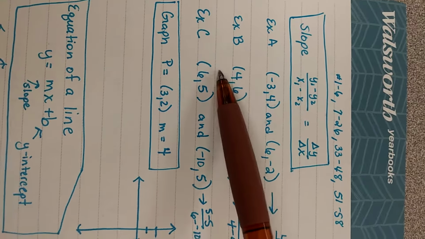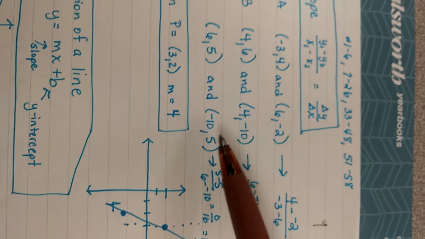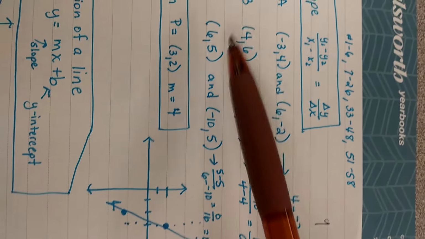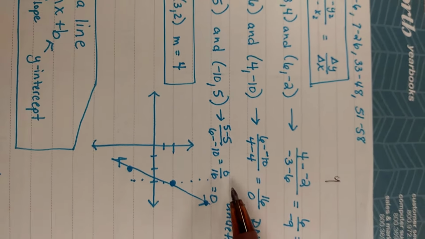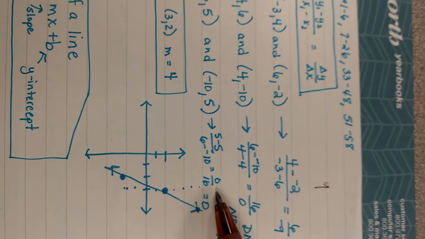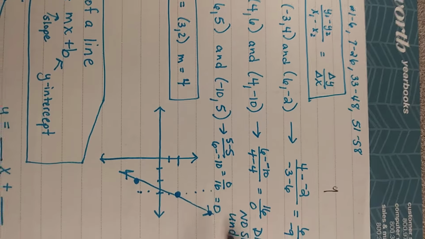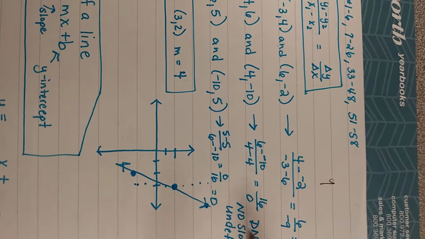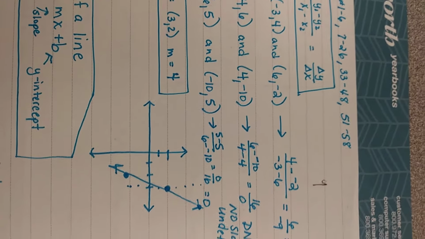There's the other special case. This time the y's are the same. So I would do 5 minus 5 for the y part over 6 minus negative 10 for the x part. And that gives me 0 over 16. Now that is allowed. This just means 0. So this one has a slope of 0, which is allowed. It's just a number.